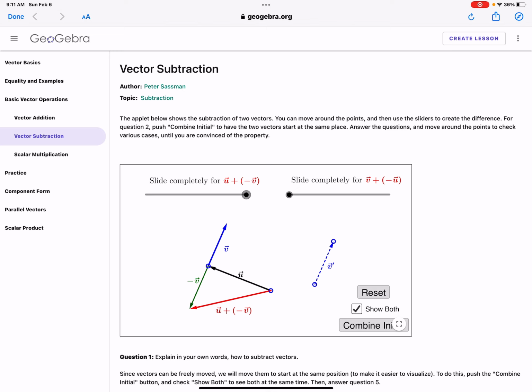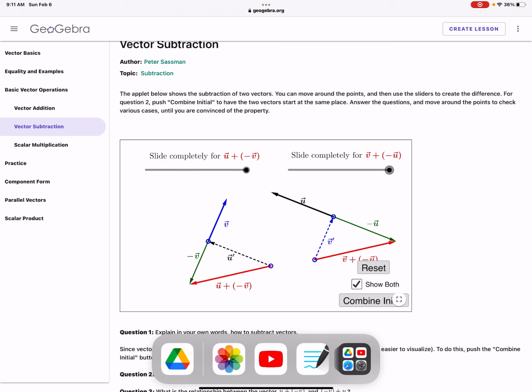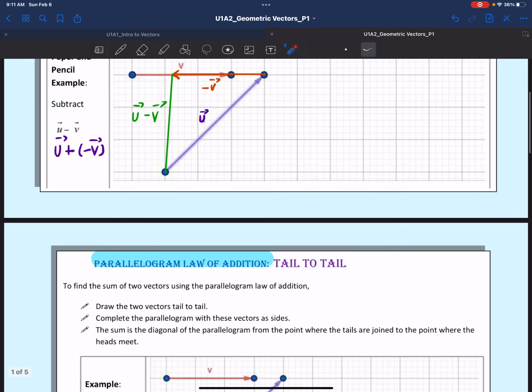Now, we're going to try to do the same thing with v plus negative u. So this time, we start off with vector v, we add u, draw negative u, and this would be u minus v. So if you look at both vectors, u plus negative v or v plus negative u, you can tell that the two vectors are the same. So they're equal to each other. So this is the triangle method of addition or subtraction.